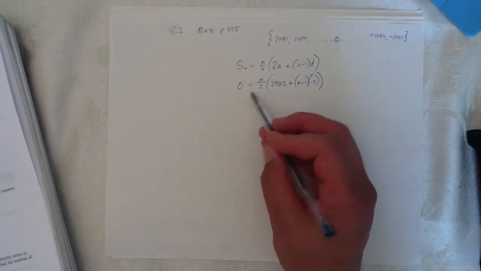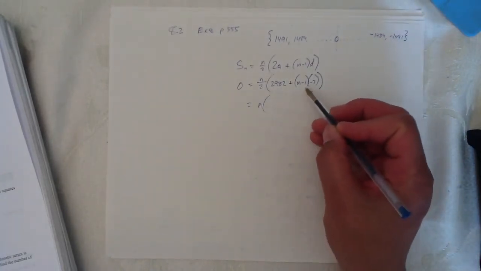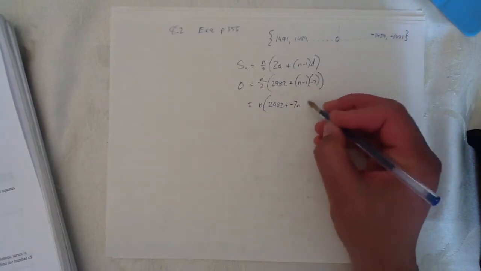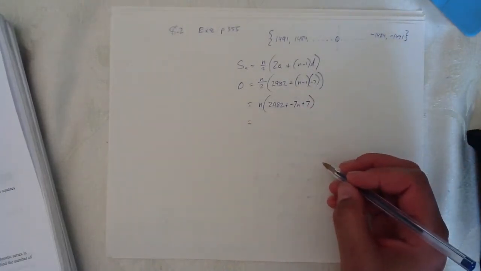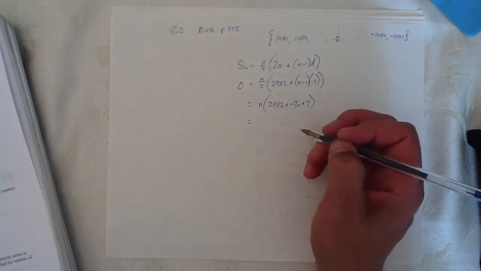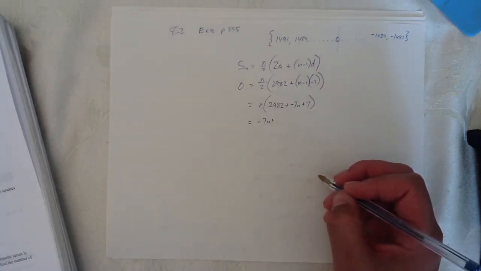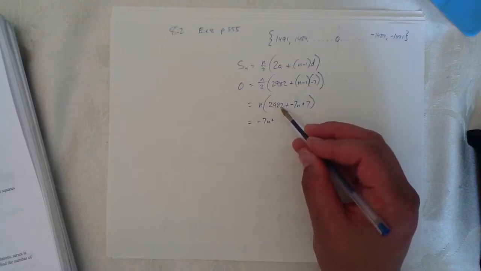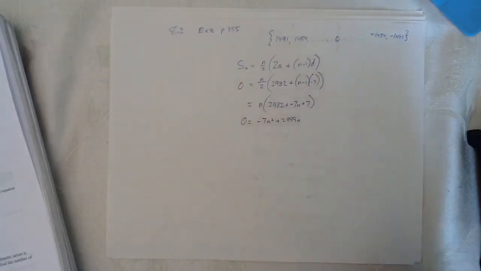So the first thing I'm going to do here is multiply both sides by 2. 2 times 0 is still 0, so that just gets rid of that. So we've got the n on the outside now instead. Also what I'm going to do is get rid of this bracket stuff here. So we're going to go 2982 plus minus 7n plus 7. That's what's on the inside. And to clean that up a little bit more, we've got negative 7n squared and we have 2982 plus 7 is 2989, plus 2989n. So 0 equals that.